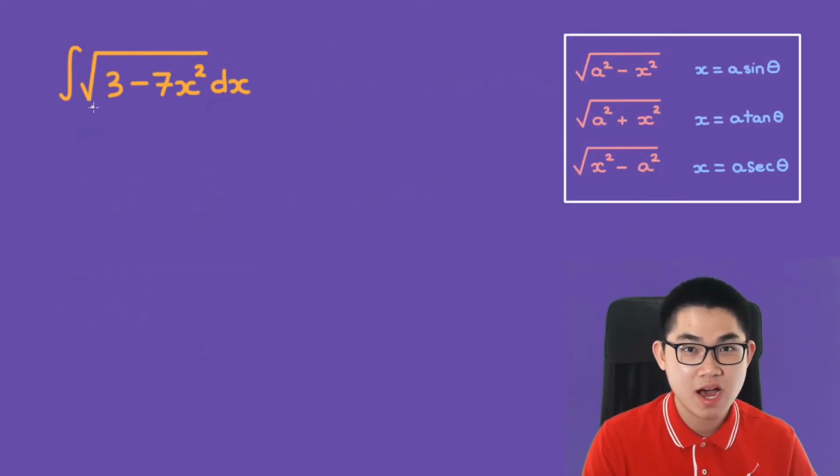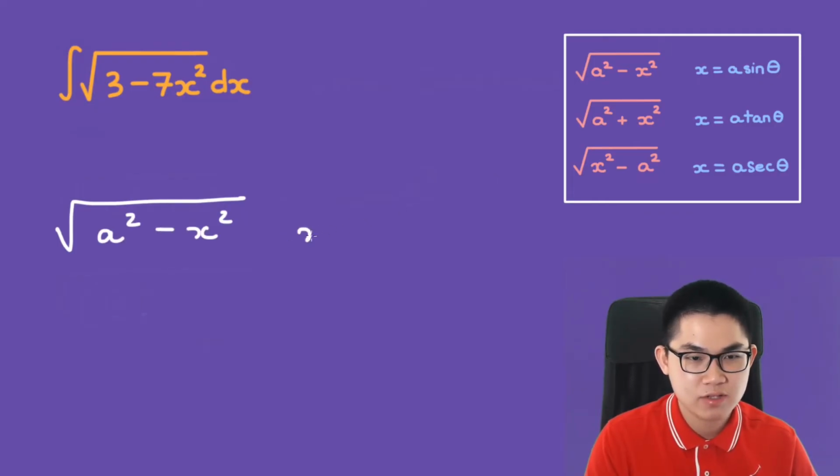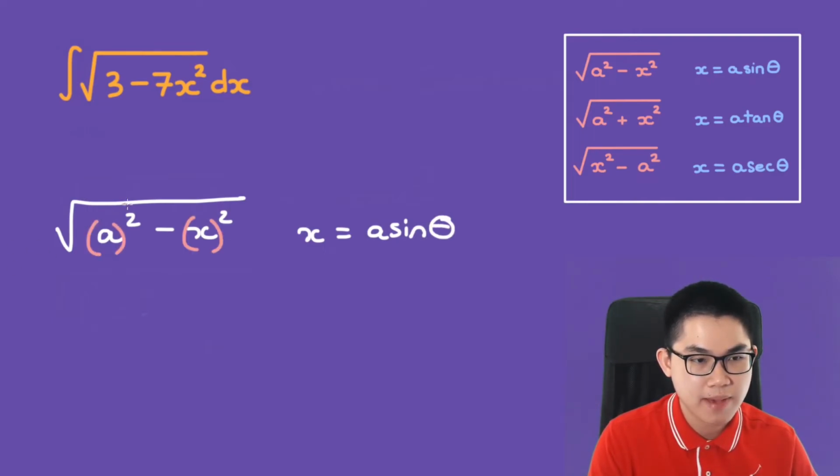The integral of the square root of 3 minus 7x squared dx. So we have the form a squared minus x squared, and x will be equal to a sine of theta. Now I can also rewrite this as a in parentheses to the power of 2 and x in parentheses to the power of 2.